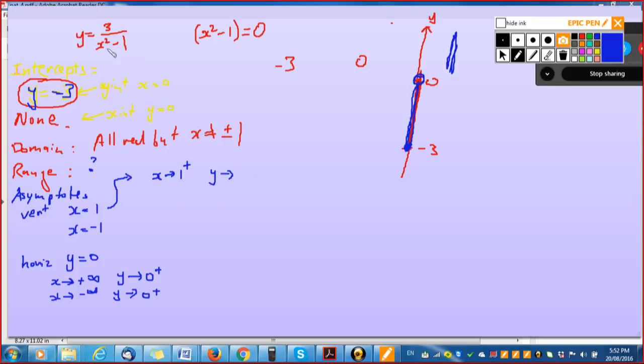So you've got, let's say for example, 1.1. 1.1 squared is a positive number. Minus 1 is still a positive number, but a really small positive number. So y is going to approach positive infinity. Got it? Yeah. Whereas x is approaching 1 from below, right?